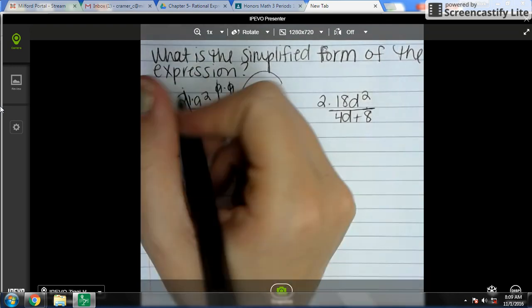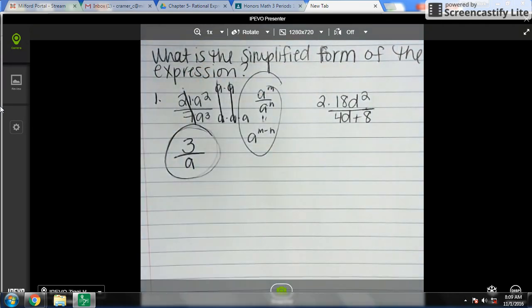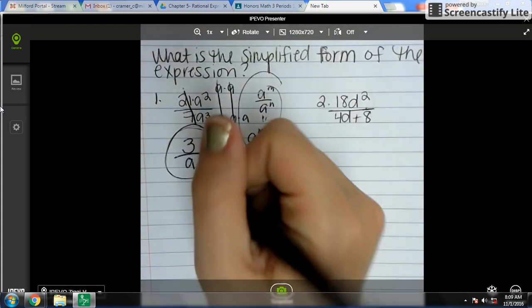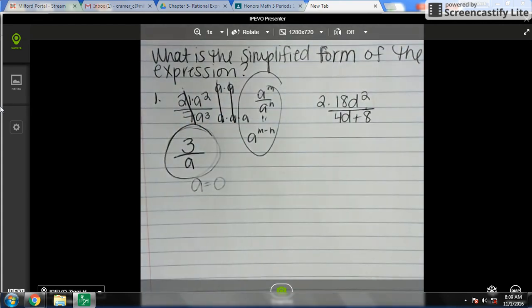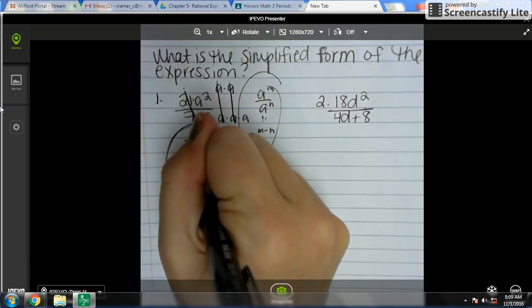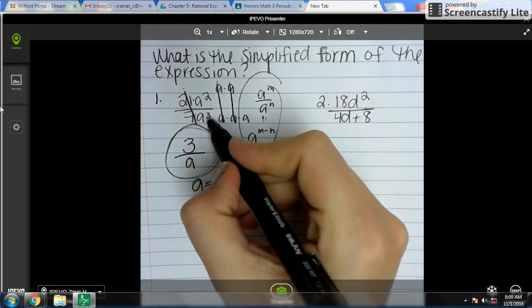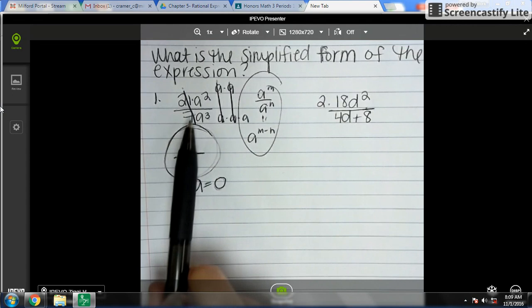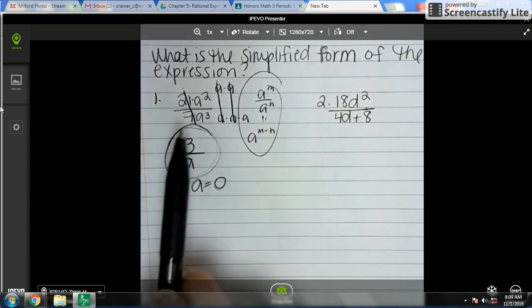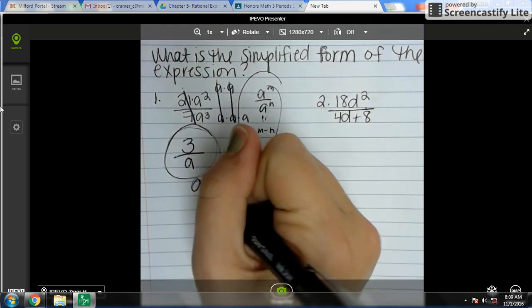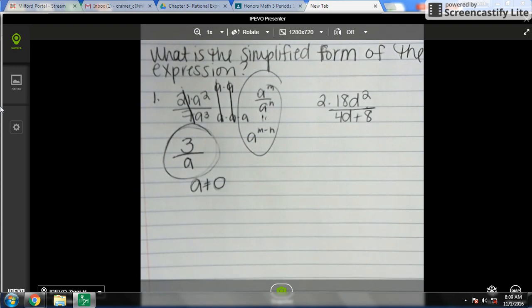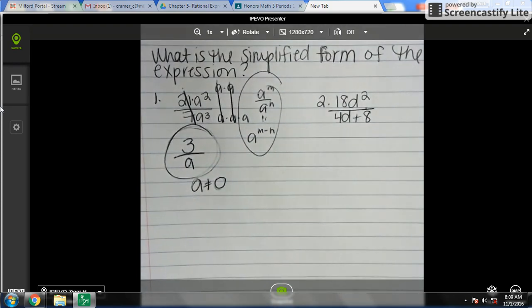So this is our final expression, and we need to state any excluded values, which here would be a equals 0. Oops, my pen's running out. And we need to also go back and look at the beginning to make sure there aren't any other excluded values, which there aren't in this case. It would just be an excluded value of a cannot equal 0, since that would make the denominator 0.